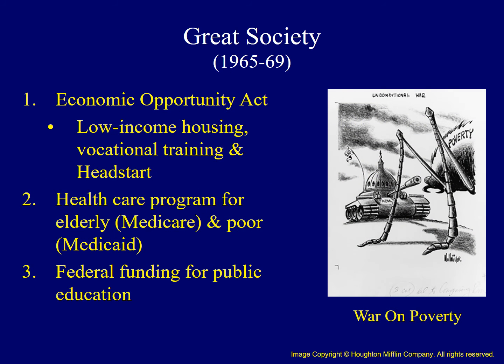Johnson also saw tremendous success with his Great Society program. One thing included was the Economic Opportunity Act, which authorized spending $1 billion for his declared war on poverty. Programs included money for low-income housing, vocational training. It also established Head Start, which enabled disadvantaged preschoolers the opportunity to start kindergarten on equal footing with other students. There was a national health care program for the elderly called Medicare, and one for the poor called Medicaid. Johnson also was able to obtain increased federal funding for public education.